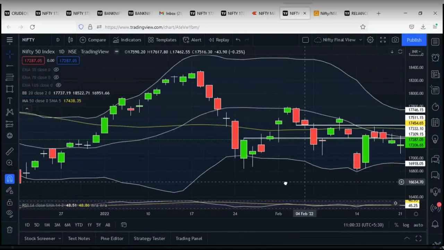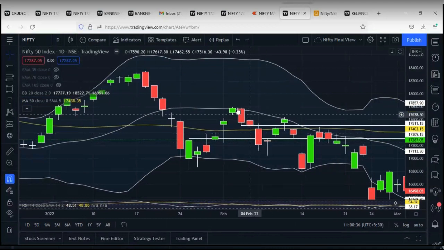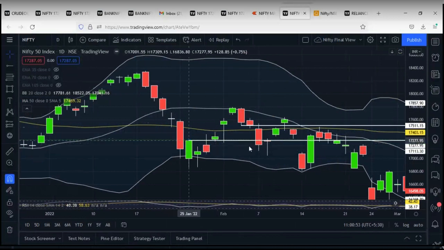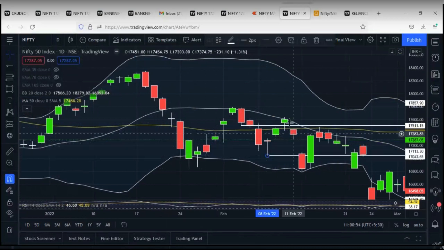Now look at here. It has broken the 20 SMA, but it is still above the 50 SMA, right? So we should not be shorting, right? 20 SMA के नीचे तो है, लेकिन 50 SMA को तोड़ा नहीं है, right? अभी यहाँ पे तोड़ा था, right? So look at here now. Now this candle has closed below the 20 and 50, right? This one.